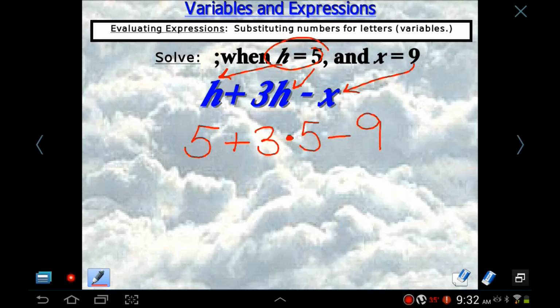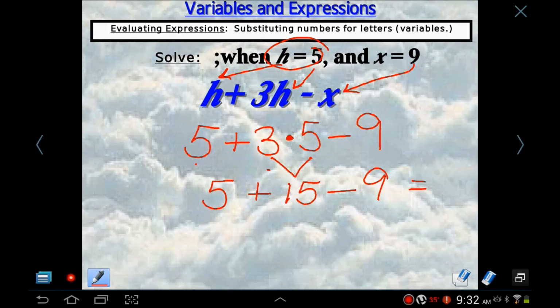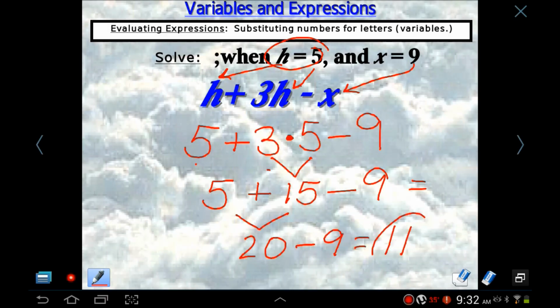And then let's go ahead and solve it, right? 3 plus 5? Should we do that first? No, we should follow order of operations. So we're going to do multiplication first. 5 plus 15 minus 9. And then just solve it left to right. When addition and subtraction are together, solve it left to right. 5 plus 15 is 20, and 20 minus 9 is 11. And there's your answer, everybody.